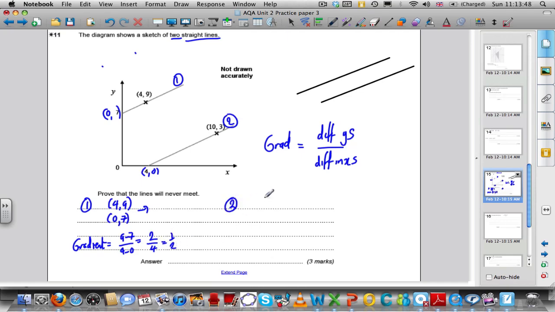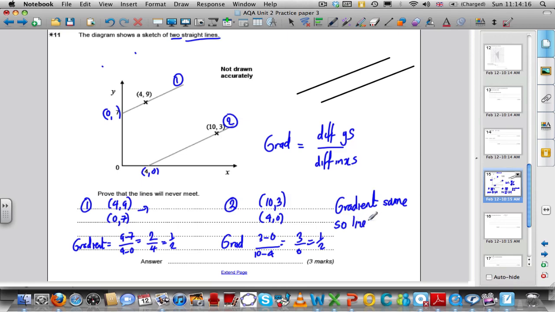For line 2, our coordinates are 10, 3 and 4, 0. So the gradient, subtracting them from each other, the difference in y's is 3 take away 0, and the difference in x's is 10 take away 4, which is 3 over 6, which again is a half. So then you say gradient same, so lines never meet. Simple as that.